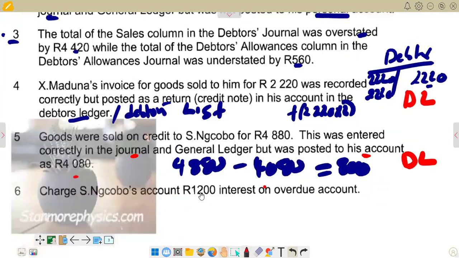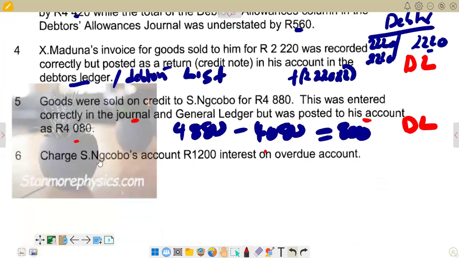So we go there and see number 6, charge S Global account 1,200 on overdue account. 1,200. So this one is an overdue account. It's going to increase the amount that S Global is owing. So it means it's going to affect both the debtors control and the debtors list. So whenever there's interest, it means the amount owing is going to increase. So on the debtors control, we are going to the debit side and enter 1,200, and then on the debtors list, we are going to add 1,200 to the balance that S Global has. So this is what we have. So we can go to the debtors control, since we are saying it also affects the debtors control.